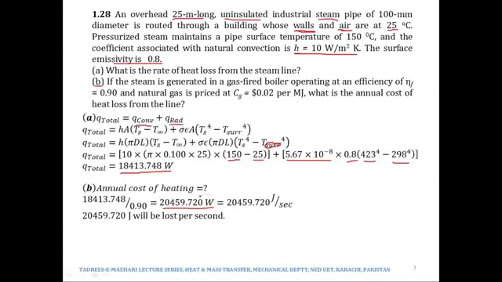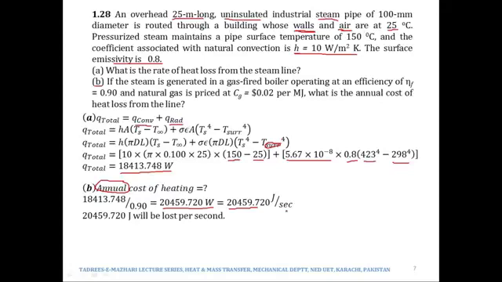Now if we write this watt as joules per second, it means that 20,459 joules are being lost in 1 second, and we need to calculate the annual cost of heating. So if so many joules are being lost in 1 second, the question would come into mind: how many joules are being lost in 1 year?